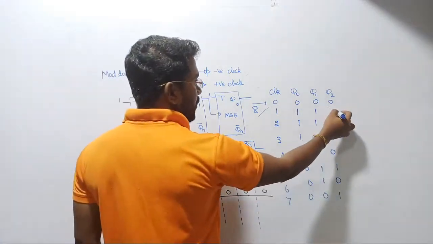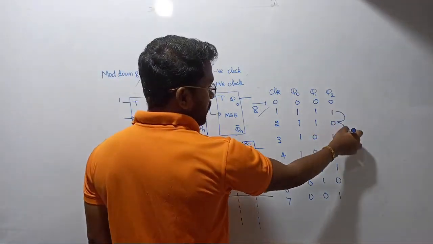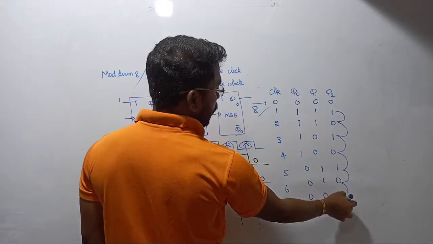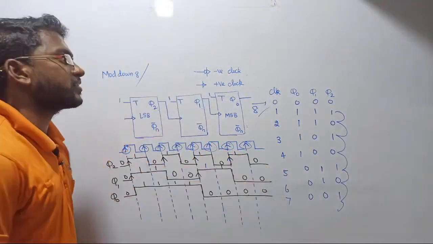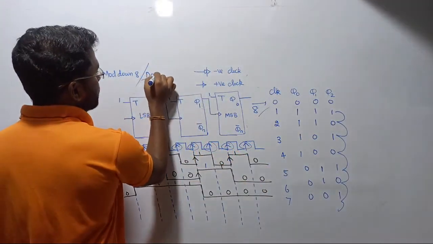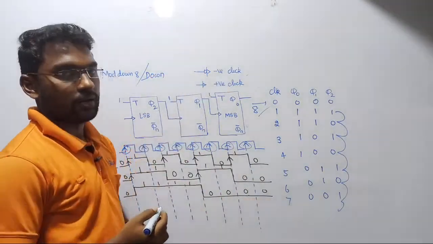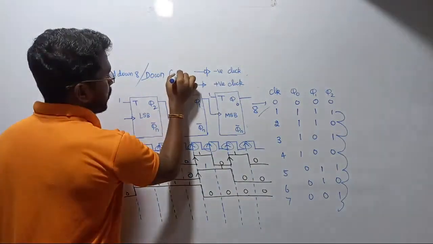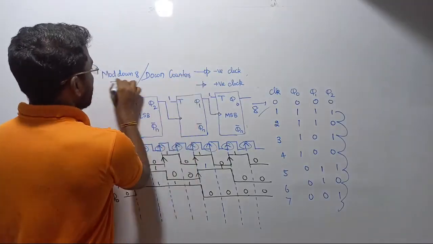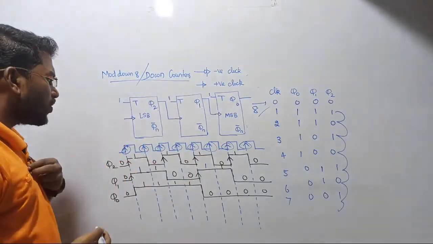See there, we are starting from 7, right? And then 6 5 4 3 2 1 0. What type of counter is it? It is simply called a down counter because it is counting its value in descending order, right? So it is called a down counter. Now the rest of the things remain the same.